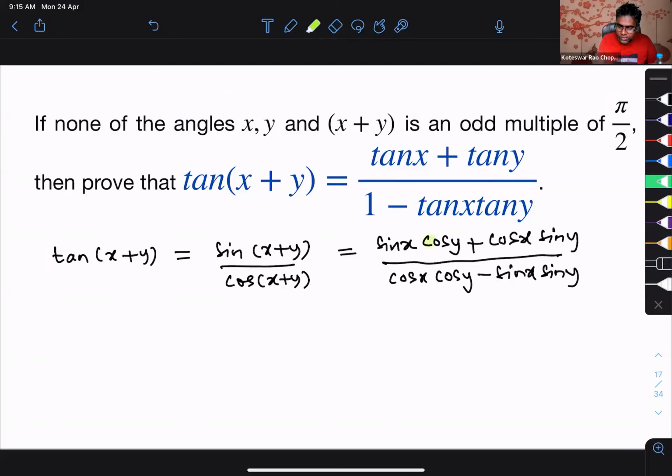This is an extremely useful result. You will use this, and then here you have 1 minus tan x tan y. Okay, so that proves the result.